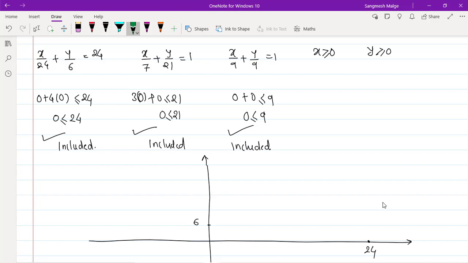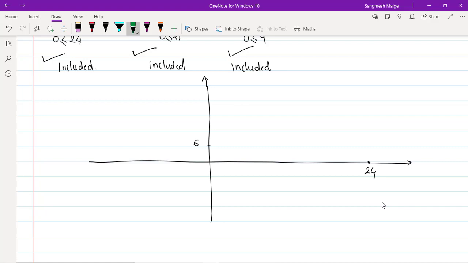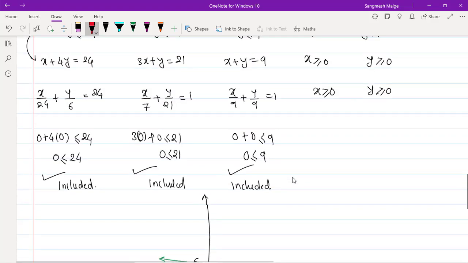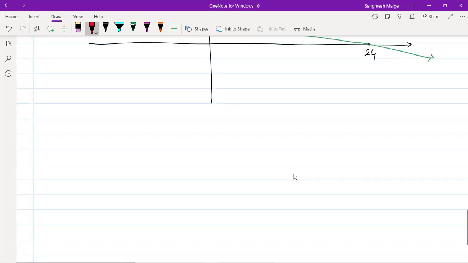Let's join the points now. Let's join these 2 points. So you will have the points like this. Perfect. Okay, let's name this line, which is nothing but x plus 4y equals 24.